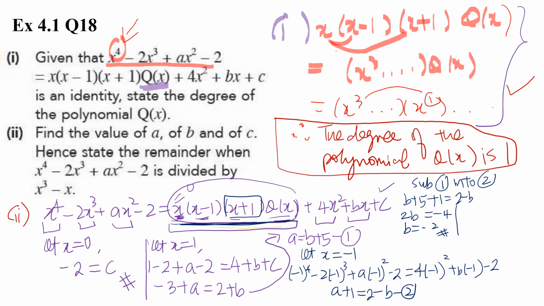So sub b equals negative 2 into equation 1. You have a equals negative 2 plus 5, which gives you 3. So we have found the values of a and b. So put it back into our identity. I'm going to meet you at the next slide.